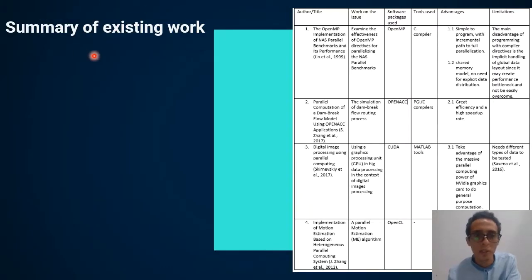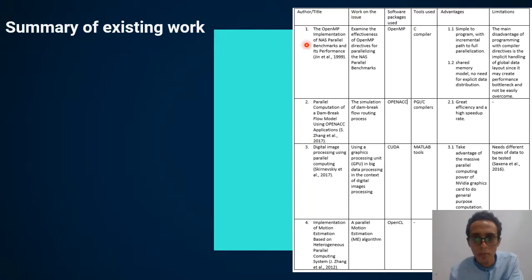So here's a summary of existing work, or existing research, on high performance and parallel computing. Basically, we have reviewed several papers, and we obtained the research author, title, and the issue that they work on, along with the software packages and tools used, and the advantages and limitations of the research.